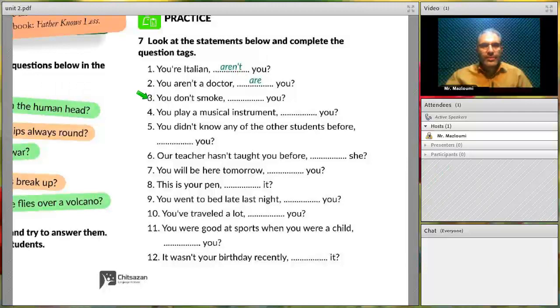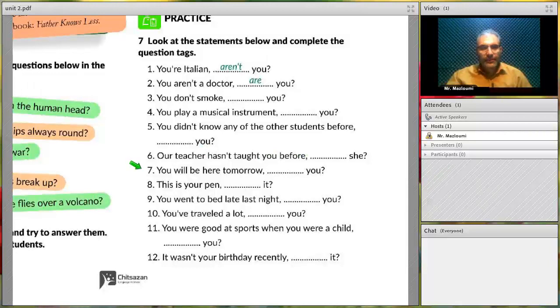3. You don't smoke. So the tag you don't is negative. The tag should be do you. 4. You play a musical instrument. The guitar, the violin, the piano. You play. Simple present. The tag don't you. Number 5. You didn't know any of the other students before. You didn't know. Simple past and negative. Did you? Number 6. Our teacher hasn't taught you before. Hasn't taught. So present perfect and negative.